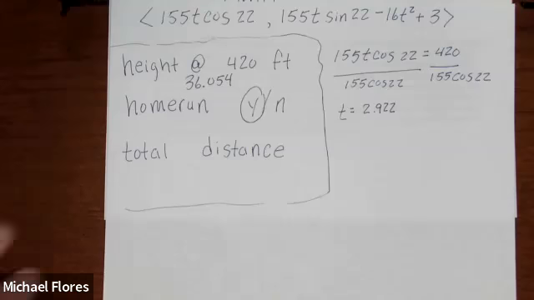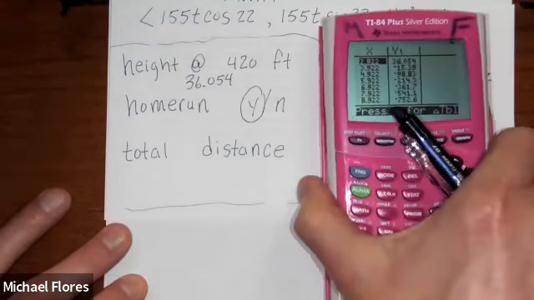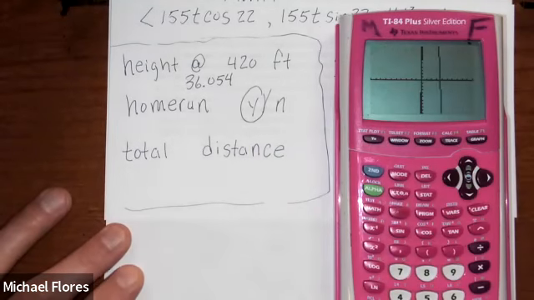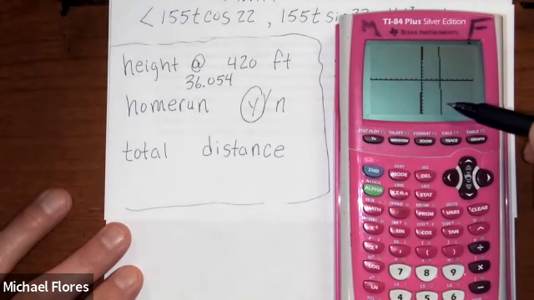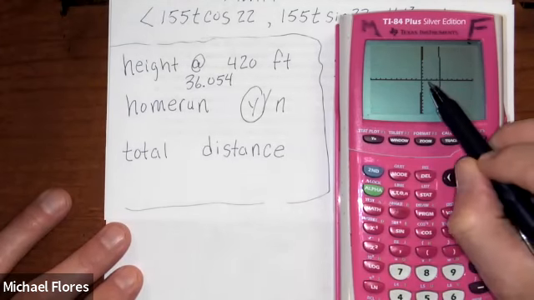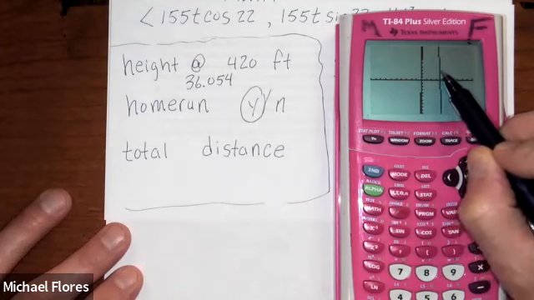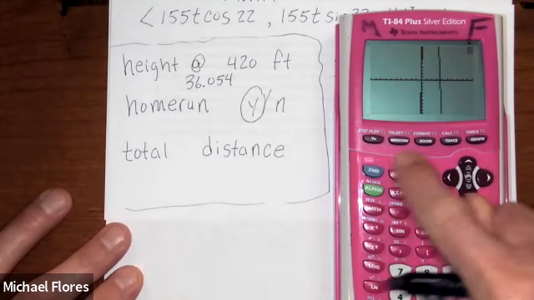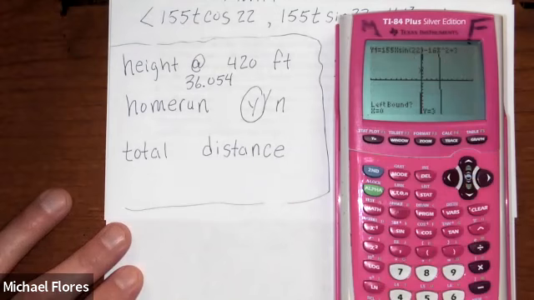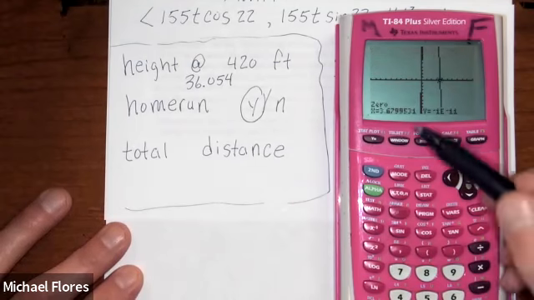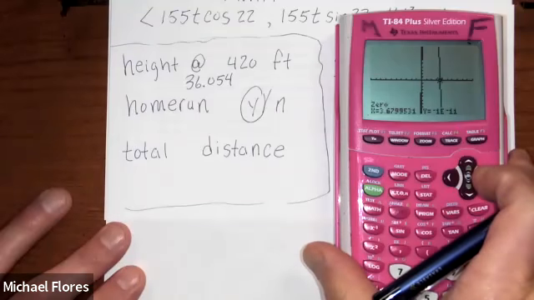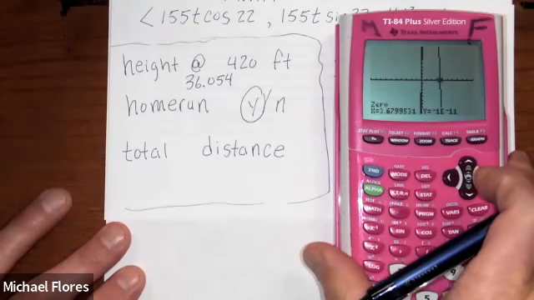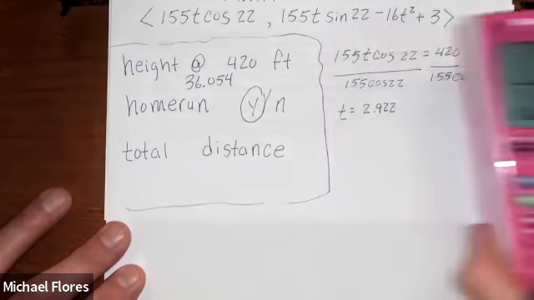Now to find total distance, we're going to go back to our graph here and find the zero. When does it hit the ground? So this graph goes through the x-intercepts, there's 1, there's 2, there's 3, and 4. So it looks like it falls between 3 and 4. Second trace. 3, enter, 4, enter, enter. Looks like it's going to hit the ground at 3.6799 seconds. So we're going to round that up to 3.680.